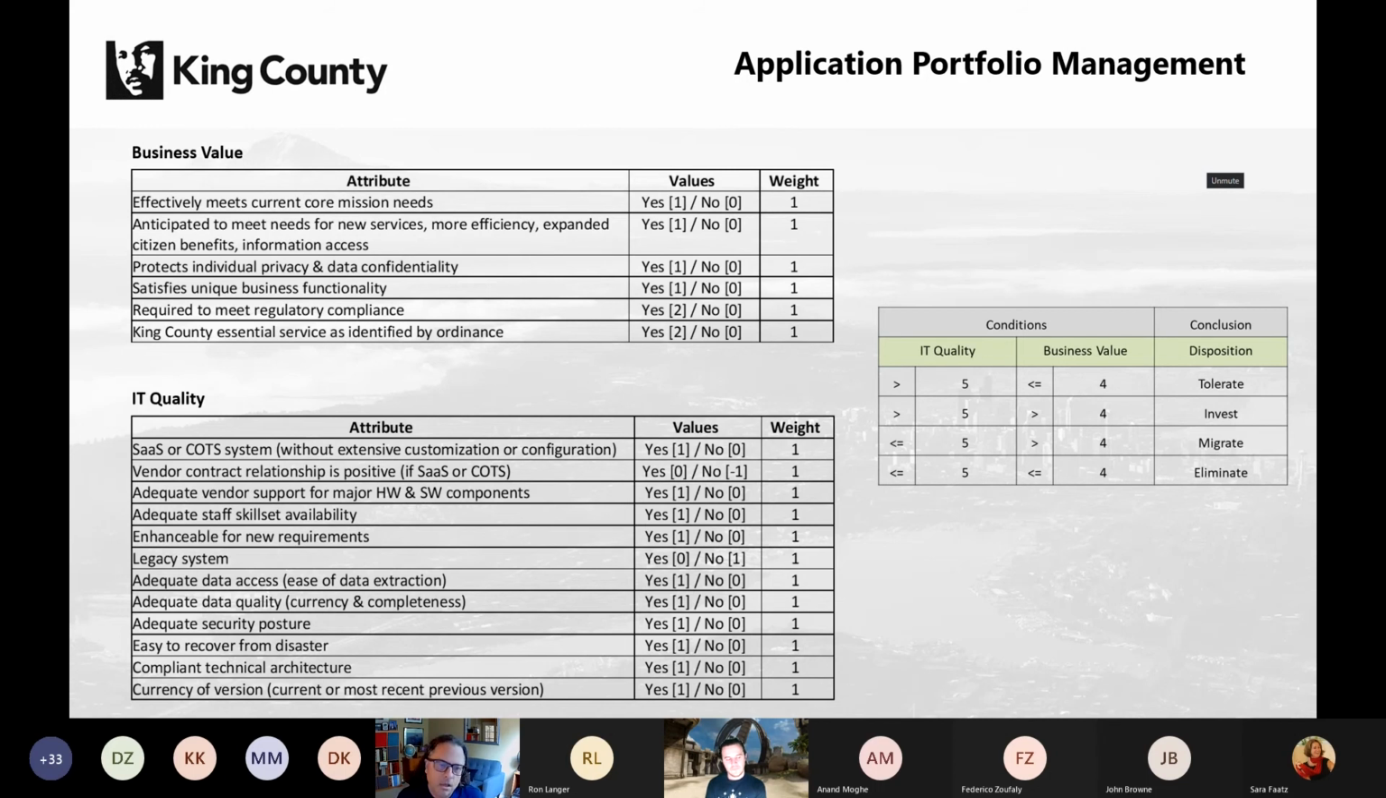Assessing against, is it meeting the needs of the business? And from an IT quality standpoint, where does it sit? And then you'll see the little matrix over there in the conditions and conclusions that gave us some directionality around whether we were going to tolerate something, invest in it, migrate it, or eliminate it.